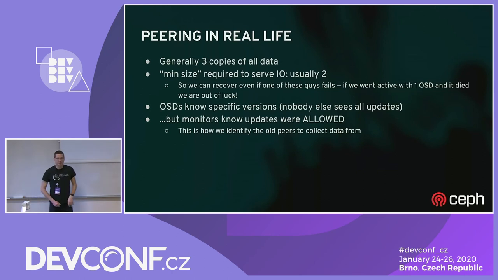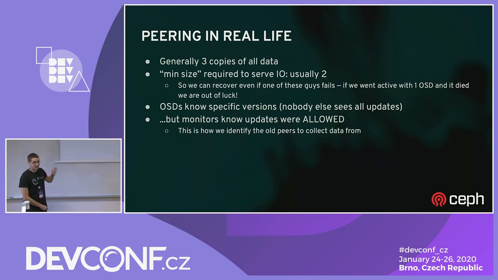In real life, you will generally have not 2 copies, but you'll generally have 3 copies of all the data. And because we want to always be able to recover from losing a drive, the default minimum size, which is a thing you can change, but by default, the minimum size for an OSD primary to go active and serve reads and writes on a piece of data is 2. He needs to have himself and another peer who have the current version of the data. Because if we go active with just a primary and he's got the newest version of the data, and then you write to him and he dies, you're out of luck, you've lost data, there's no coming back. And for us in Ceph, that's really bad.